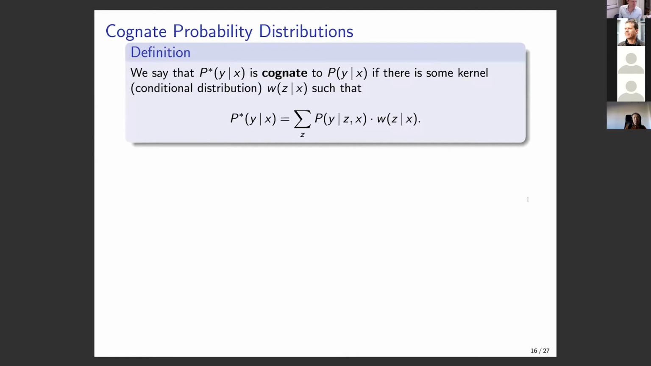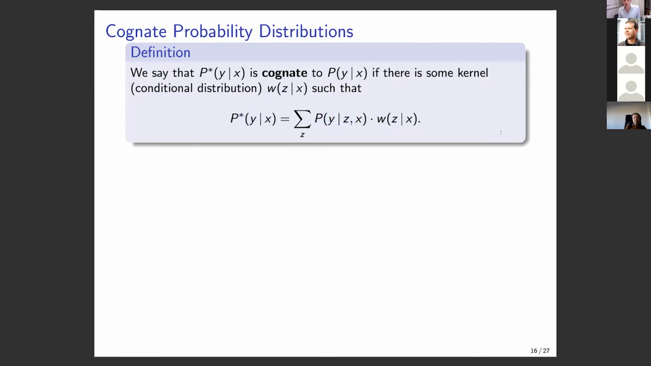So what's this business of something being cognate to a conditional distribution? Just for clarity, I'm going to stop using C now. So it's just going to be Z, X, and Y. We say that P star of Y given X is cognate to P of Y given X if there's some kernel, which is just a word for a conditional distribution, such that when you take the sort of inner product with this conditional, you get P star.